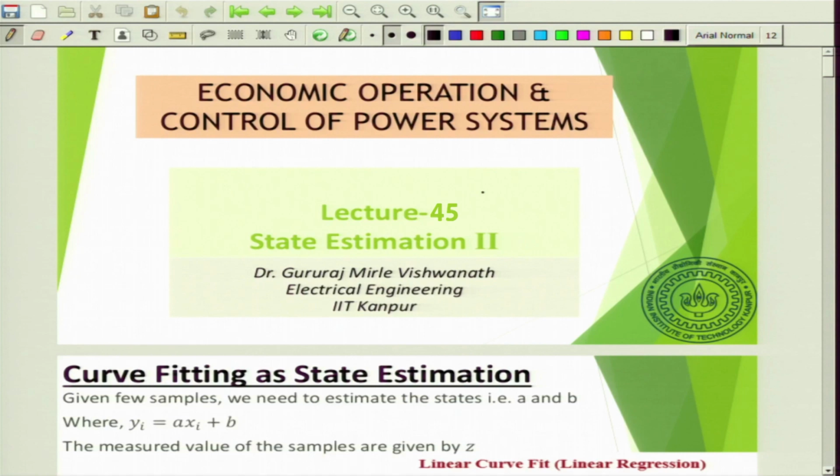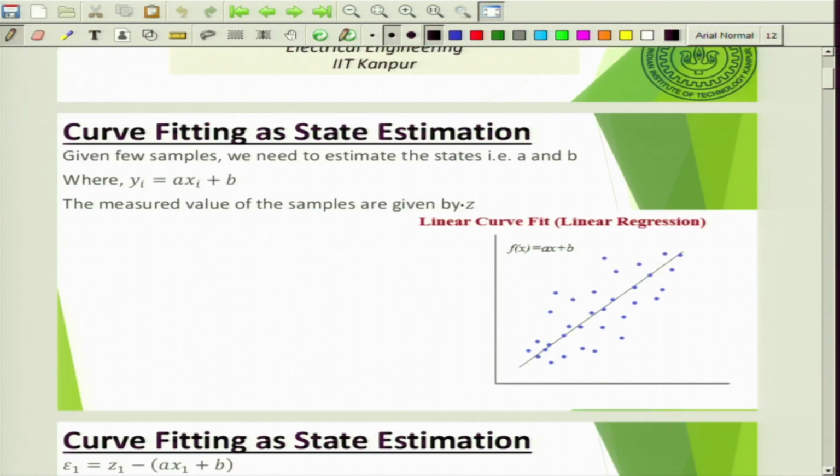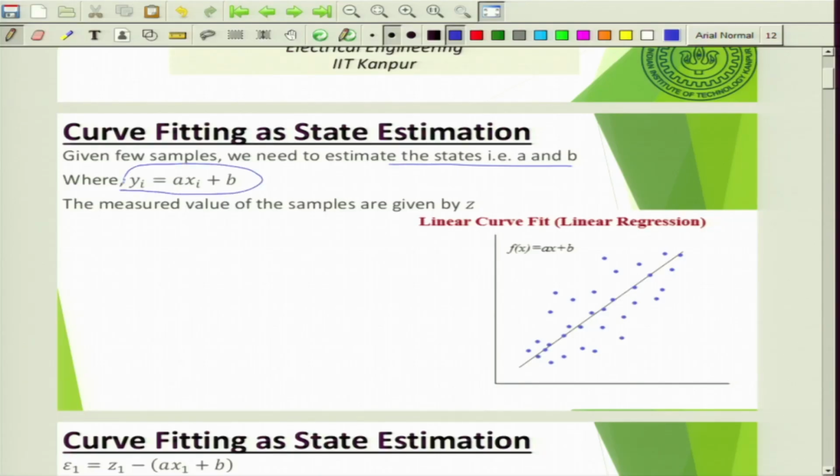So we'll discuss state estimation. Let's say there are a few samples that have been given to you. We need to estimate the states, that is A and B, right? States are those variables by knowing which you can know the unknown things, right? So we can express the output variable as a function of the state variable and the input variable, right?